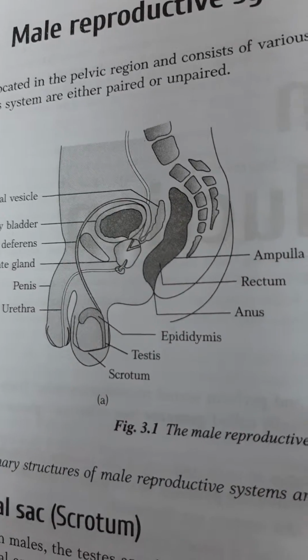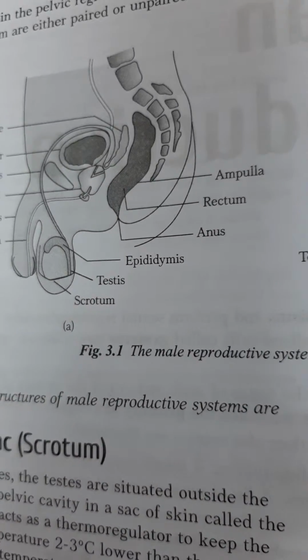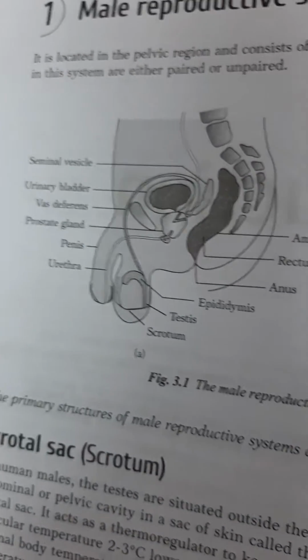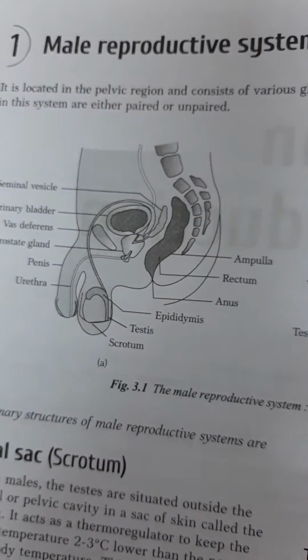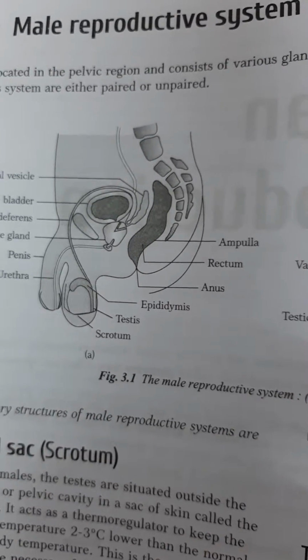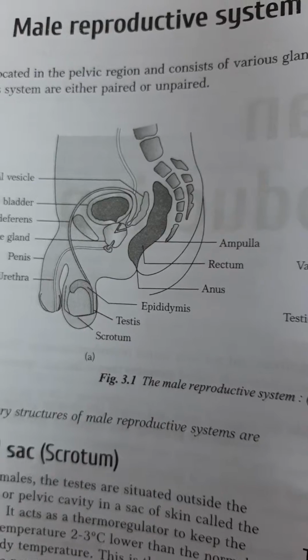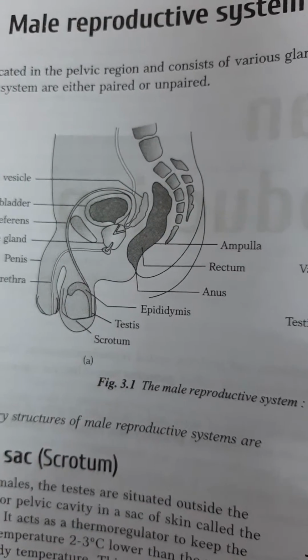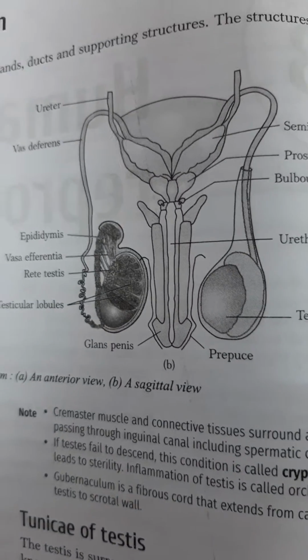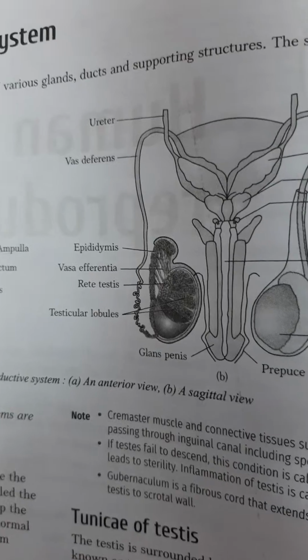The penis is the male external genitalia. It is made up of special tissue that helps in erection of the penis to facilitate insemination. The enlarged end of the penis is called the glans, and the penis is covered by a loose fold of skin called foreskin or prepuce, which can retract back.